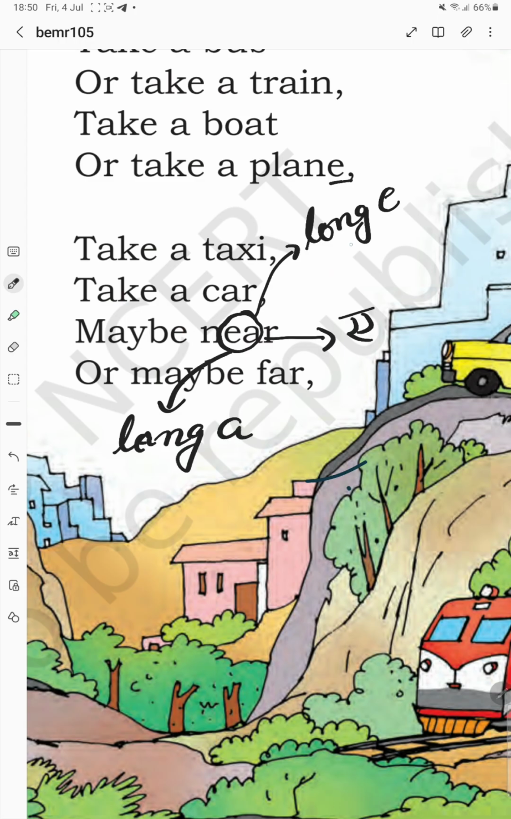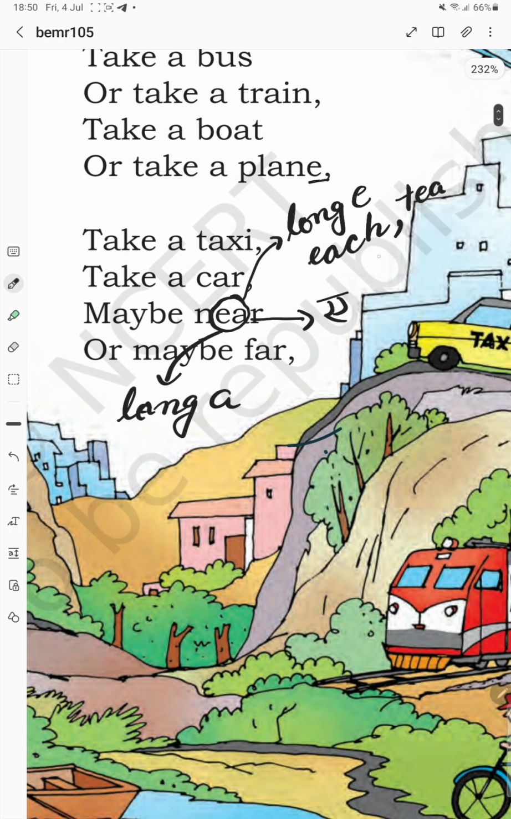Let's see the example. In the words like each, tea, and dear, EA is giving long E sound. Try to pronounce it with me. Each, tea, dear, ear, dear.